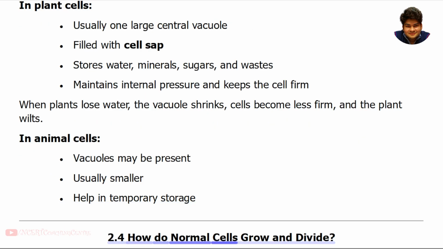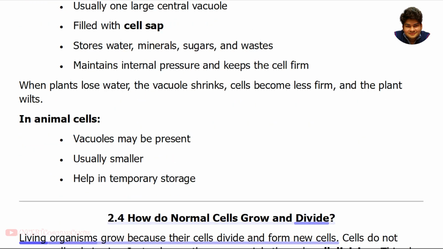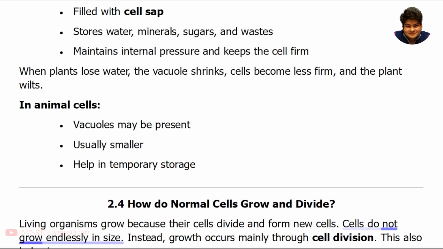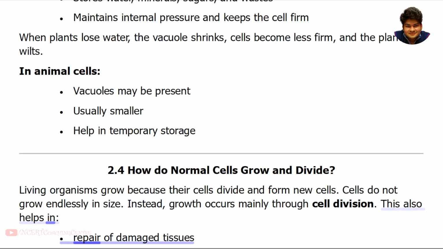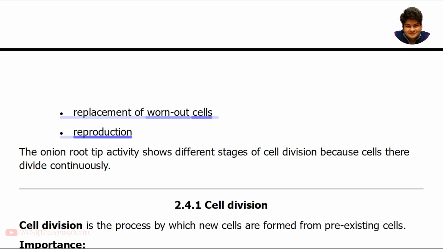2.4 How do normal cells grow and divide? Living organisms grow because their cells divide and form new cells. Cells do not grow endlessly in size. Instead, growth occurs mainly through cell division. This also helps in repair of damaged tissues, replacement of worn-out cells, and reproduction. The onion root tip activity shows different stages of cell division because cells there divide continuously.